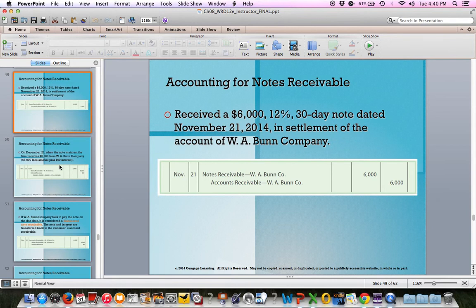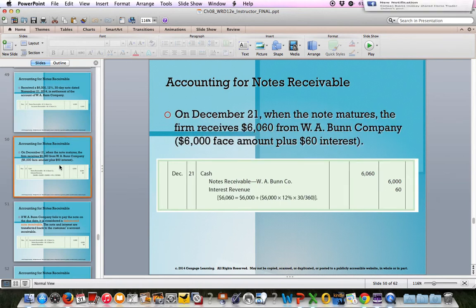So basically what's happening is Bunn Company owed us on an account receivable, and maybe they just didn't have the ability to pay us within the due date. And so they said, well, let's just turn that into a note receivable. And as long as we're willing to do that, we'd say fine, because then we get some interest revenue out of the deal. Okay, so note receivables do have interest. So we're taking an account receivable, turning it into a note, is what that first entry was.